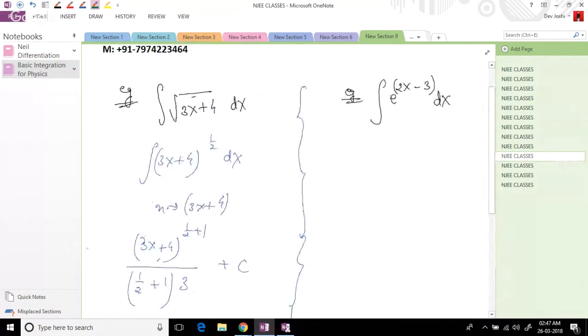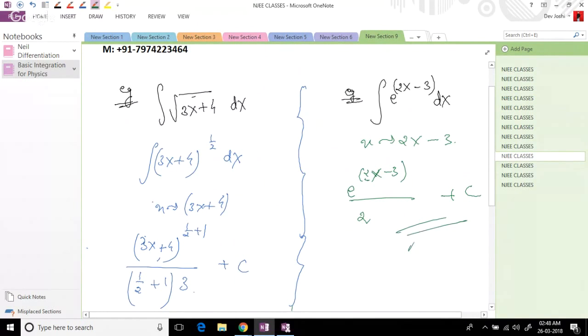Next, again we are expecting e to the power x, and here we are having 2x minus 3. So again x is replaced by a linear function of x, that is 2x minus 3. So what we will do again, e to the power x is what? e to the power 2x minus 3 divided by coefficient of x. So coefficient of x is what? 1, plus c. So that will be your final answer. Correct now?